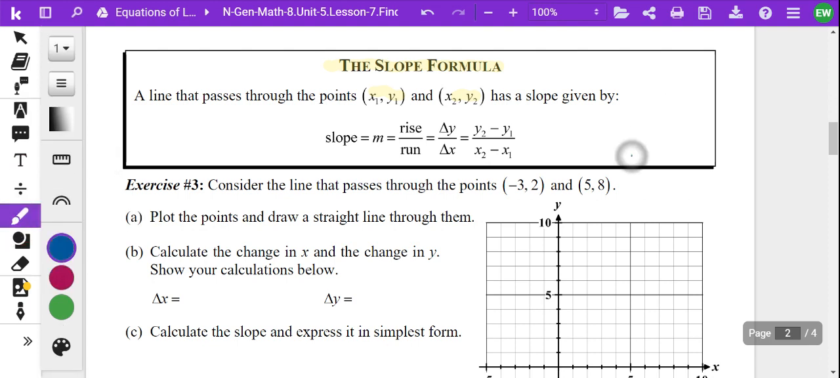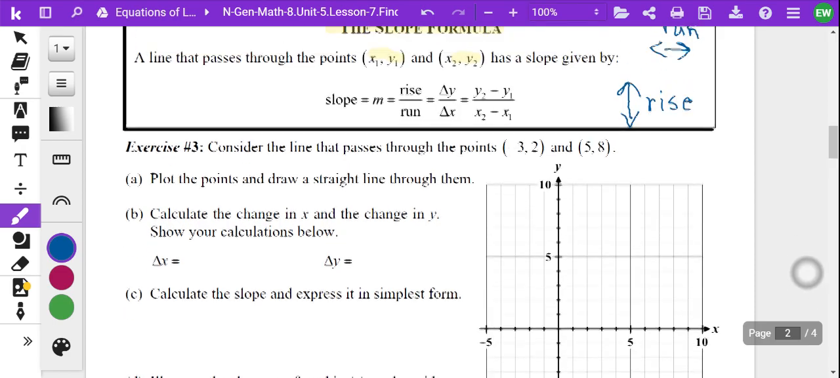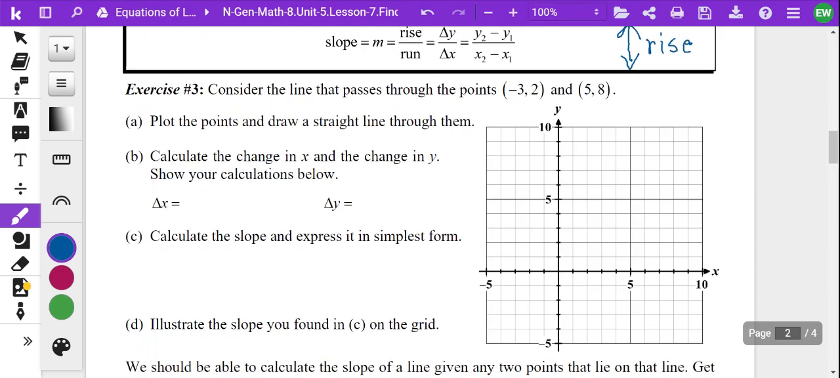So, rise, up or down, and run, left or right. Those are just terms we are going to use. I will probably continue to say change in y over change in x rather than rise over run. Okay? So let's put this into practice.